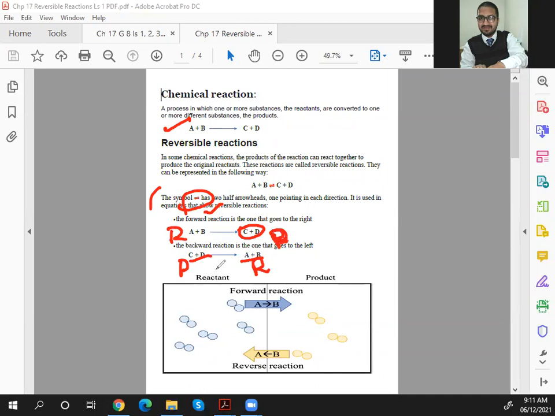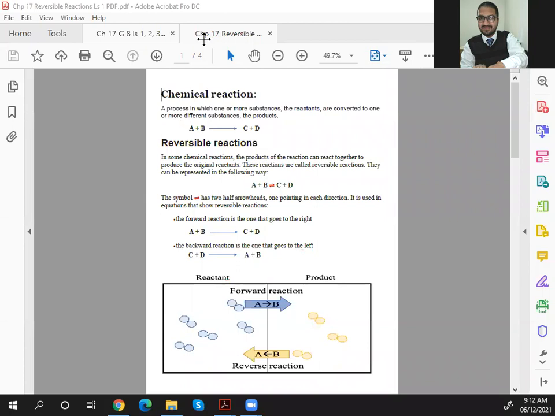Now here you can see the diagram that shows you very well the reactants and the products. In the forward reaction, for example, A converts into B. In the reverse reaction, or the backward reaction, B converts to A again. Okay, my dear, till here, if you have any question, please raise your hand, otherwise type no. This is the simple intro to reversible reactions and chemical reactions.